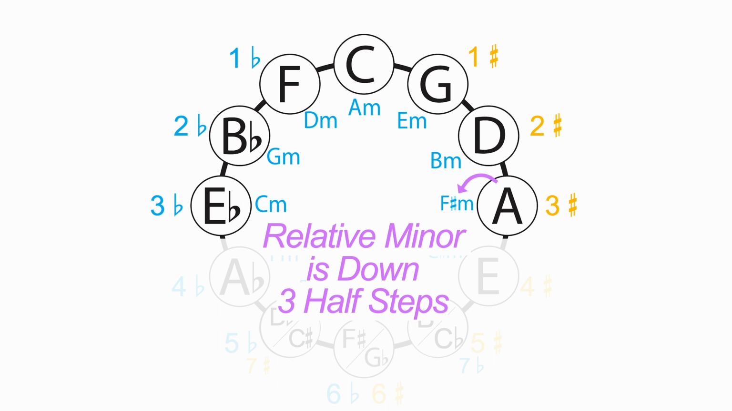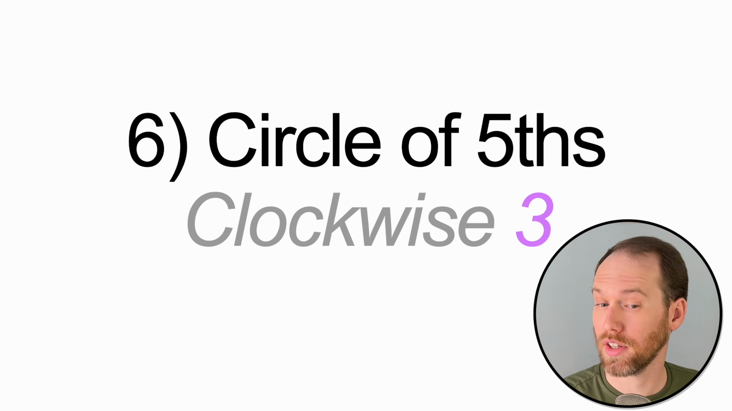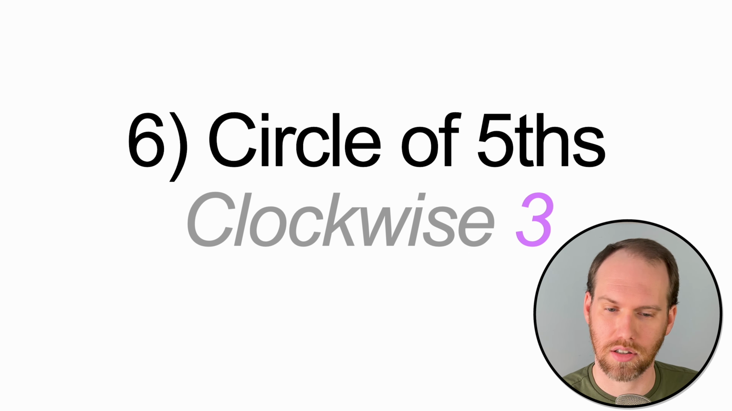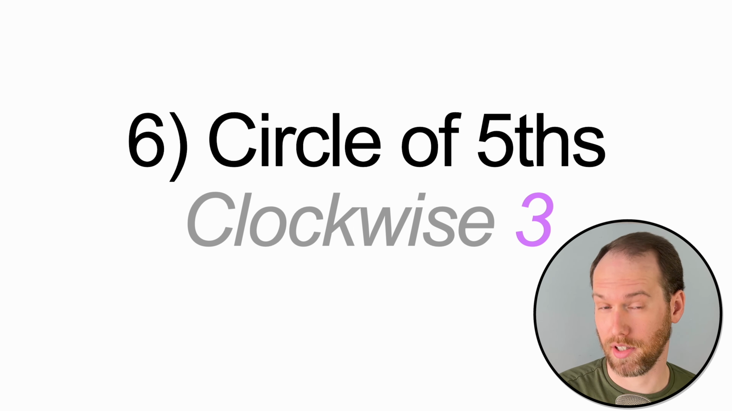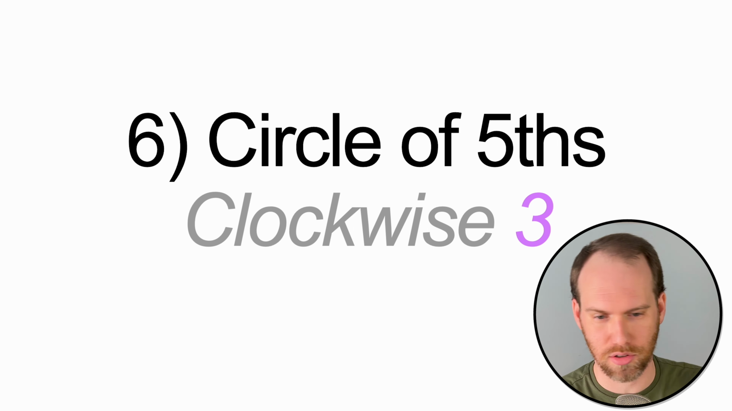So you can do this again with any of the majors and minors, going down 3 half steps. That gives you your inner circle for your circle of fifths. Another really common use with the circle of fifths is going clockwise 3 to find relative majors and minors. This is helpful if you don't know the inner circle or don't want to go down the 3 half steps. You can just go clockwise 3.